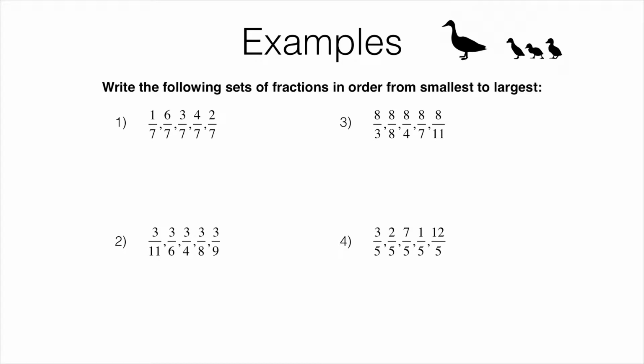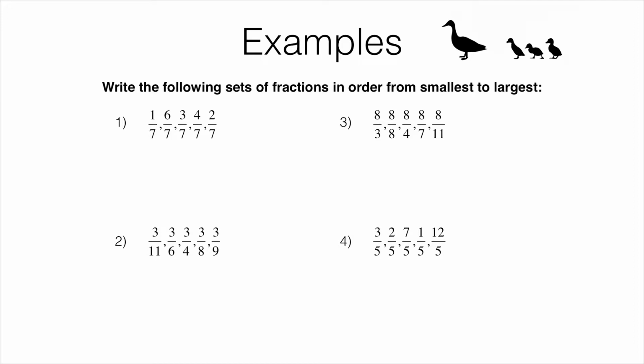In this lesson, we're going to look at ordering fractions. In question 1, we have these fractions here. They all have a denominator of 7, so that means we are thinking of sevenths. We've got 1/7, 6/7, 3/7, 4/7, and 2/7. Think of a cake that has been cut into 7 slices.